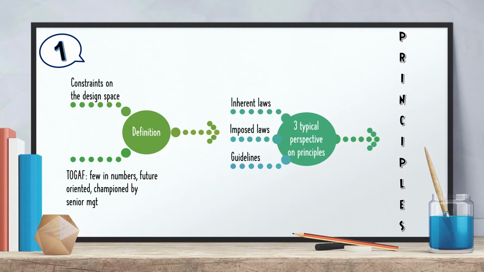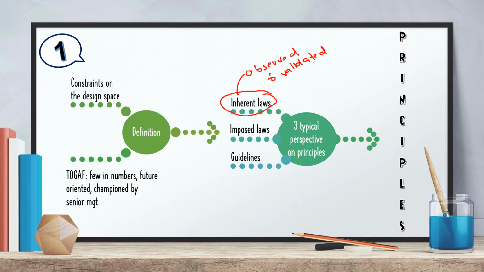So the first one, principle as inherent laws. This refers to the property of a system that can be observed and validated. For example, the law of gravity, the relativity theory, the law of requisite variety, torque. Those are what we call the inherent laws, the laws that have existed a long way before we found them.